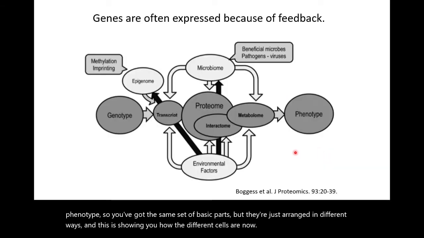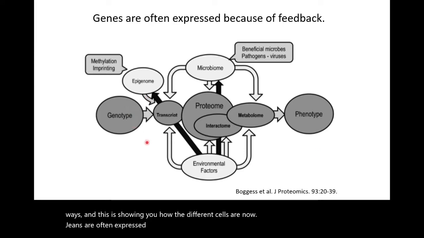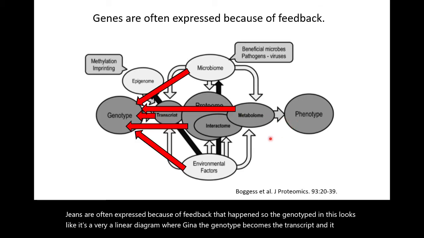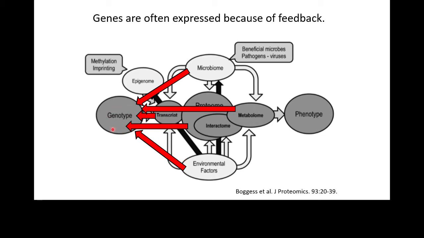Now, genes are often expressed because of feedback that happens. The genotype in this looks like a very linear diagram where the genotype becomes the transcript and leads all the way through to the phenotype. But this is actually incomplete, because what really happens is that the microbiome, the metabolome, the proteome, the transcript, all of these things actually feed back on the genome to change what is being expressed.